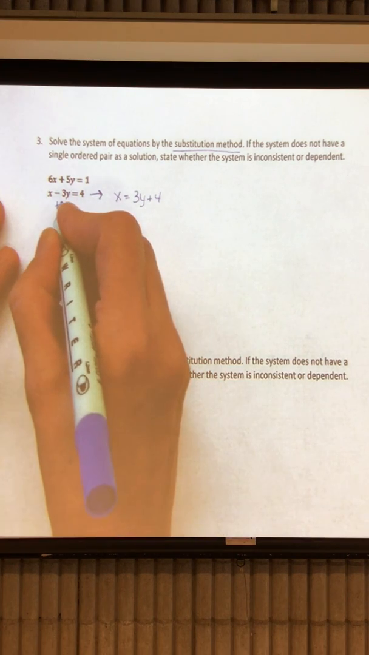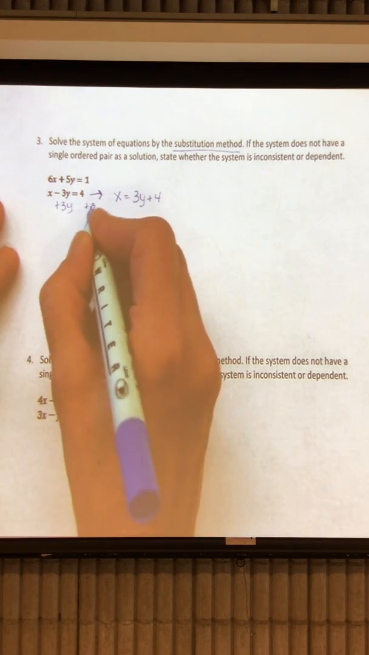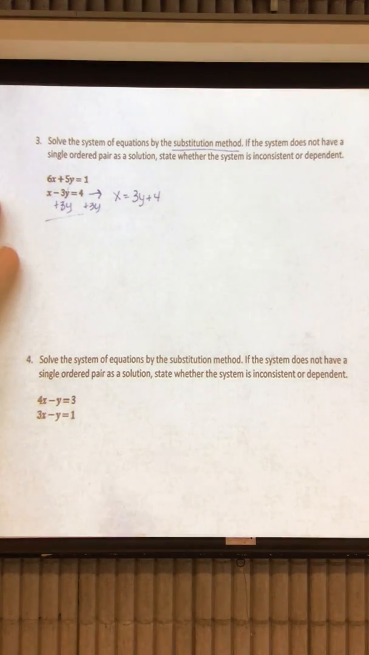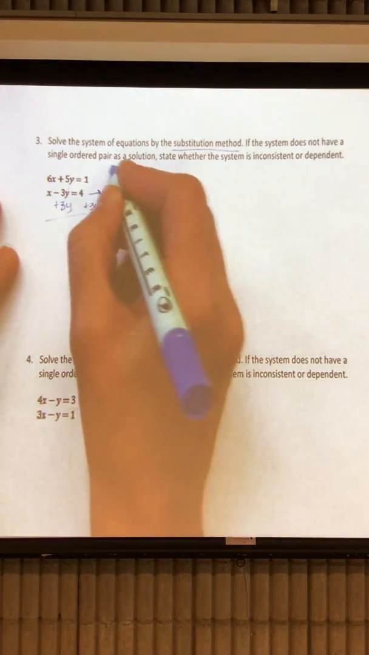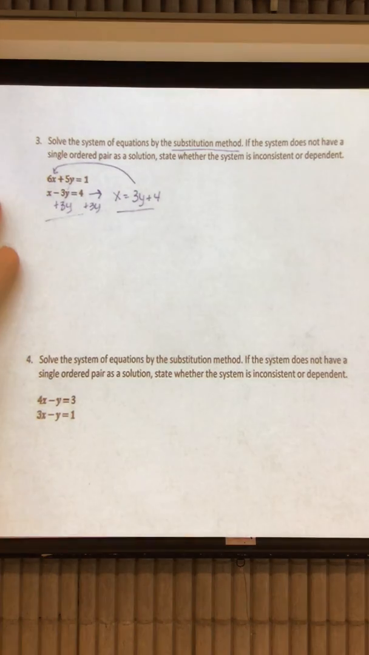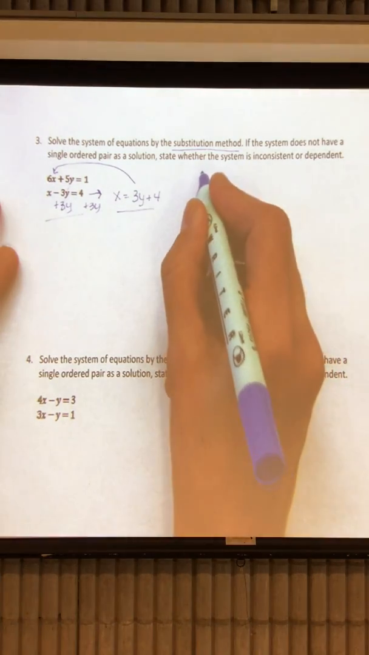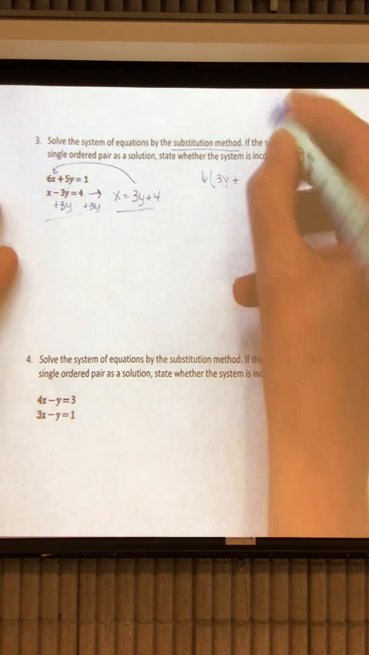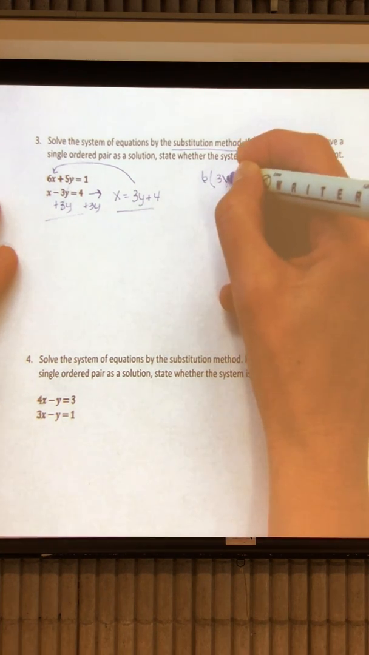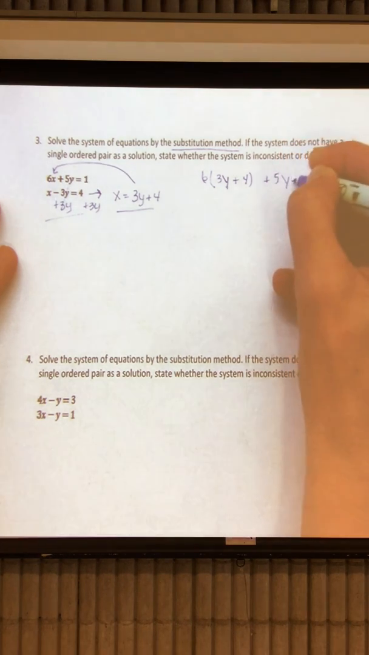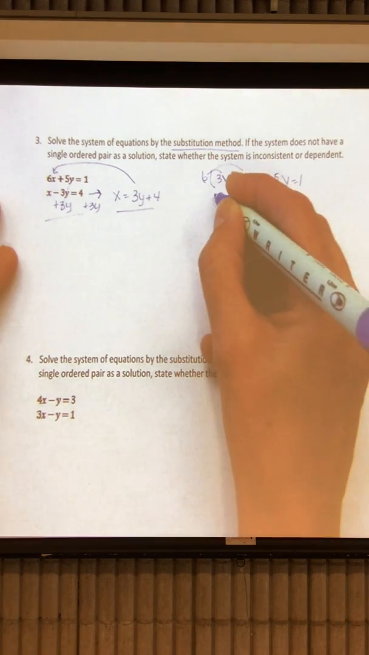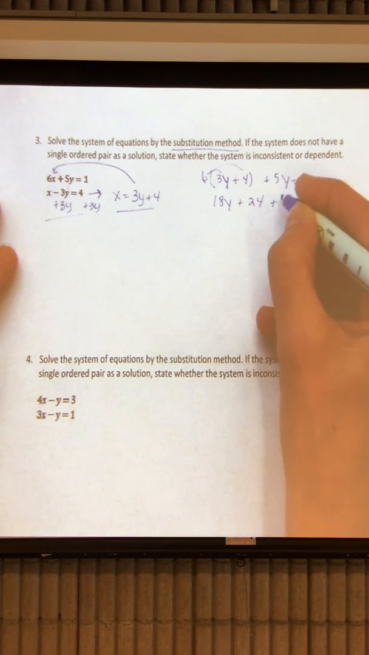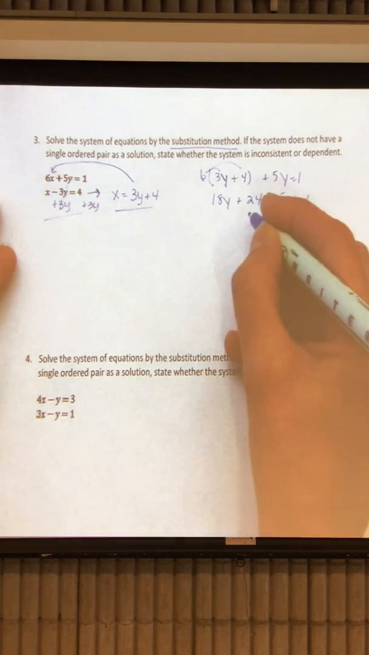And all we did here was add 3y to both sides and solved for x. So now we want to substitute this second equation into the x of the first equation. So we have 6 times x, which is 3y plus 4, plus 5y is equal to 1. Now we distribute: 18y plus 24 plus 5y equals 1.